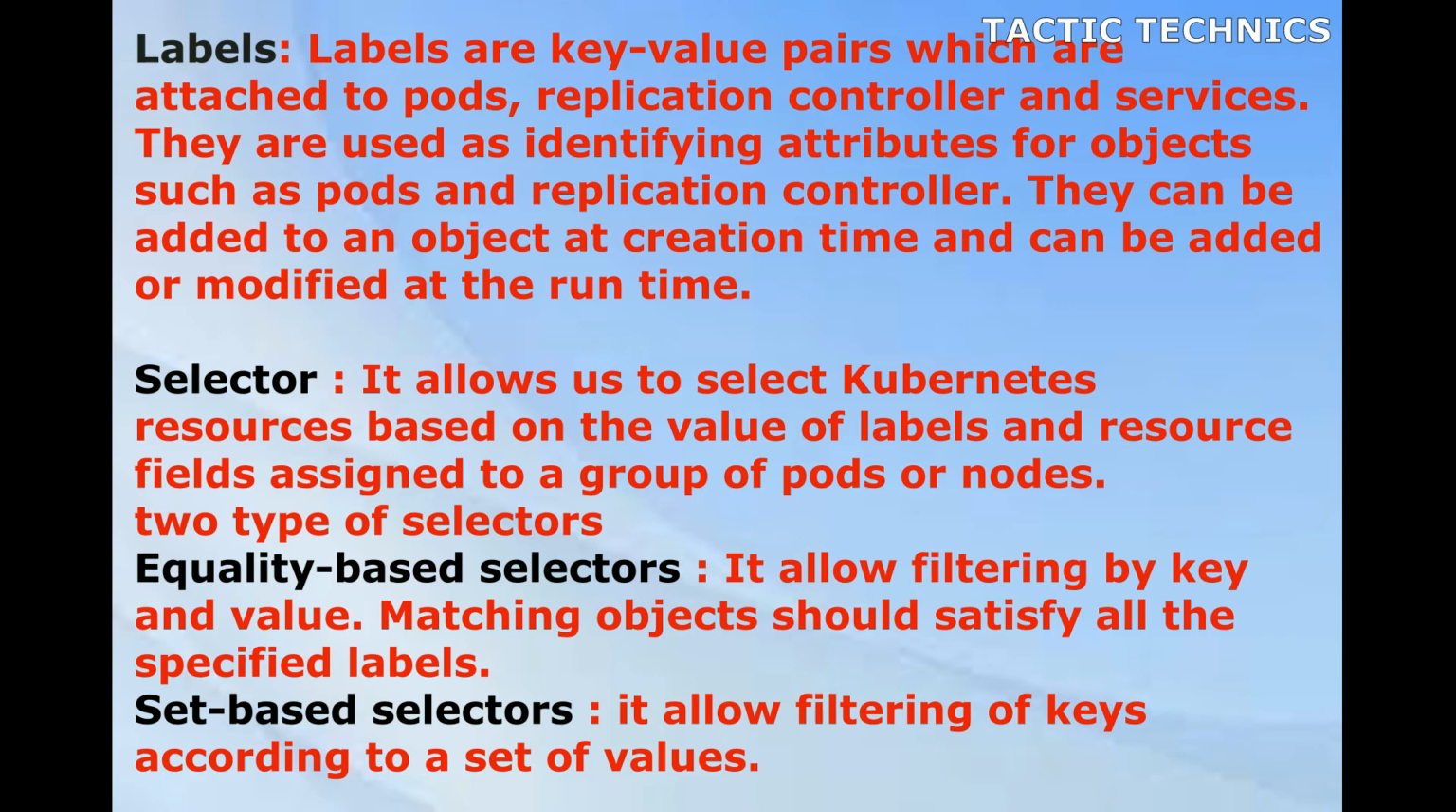Two types of selectors. Equality-based selectors. They allow filtering by key and value. Matching objects should satisfy all the specified labels. Set-based selectors. They allow filtering of keys according to a set of values.